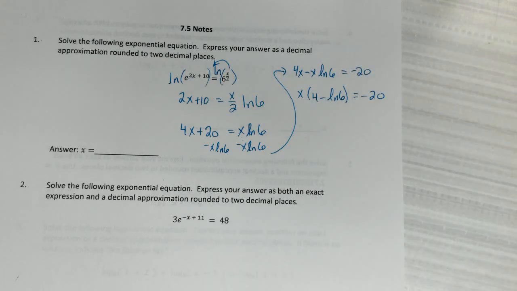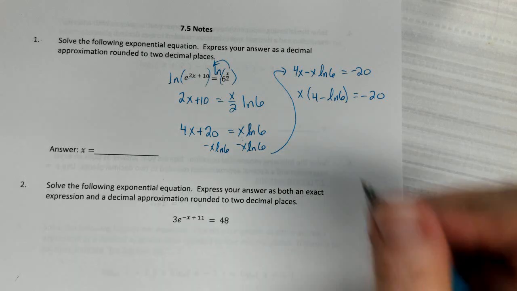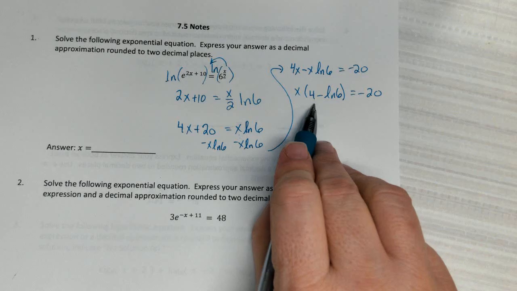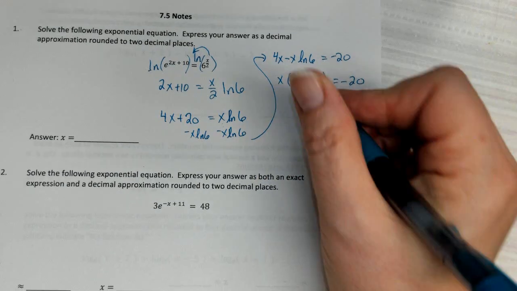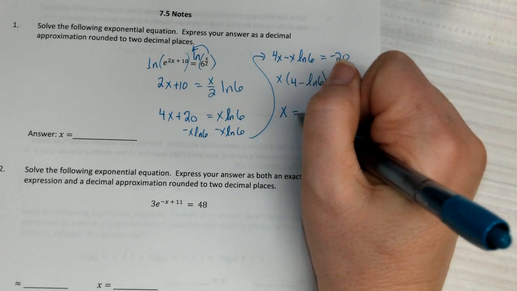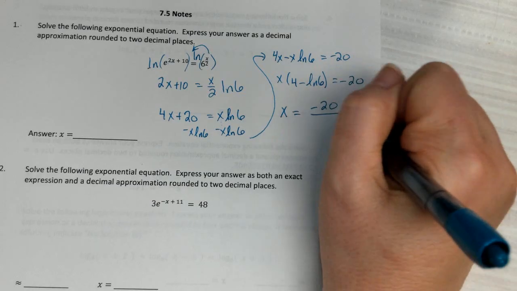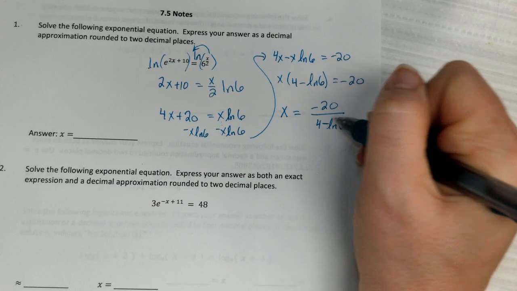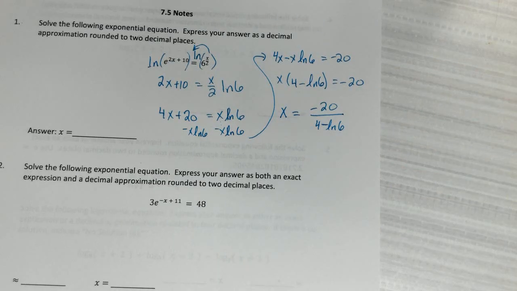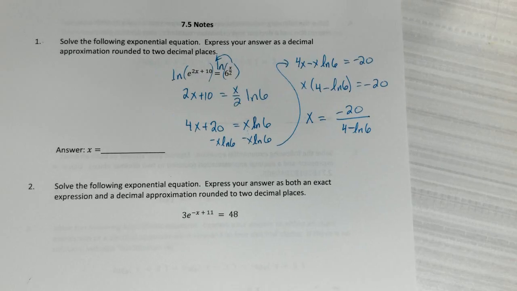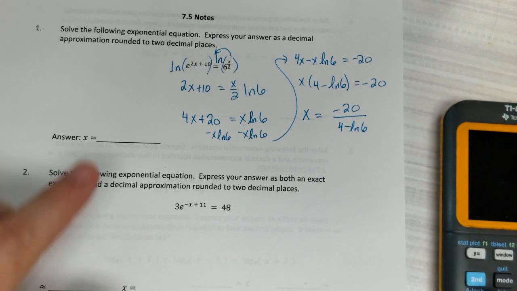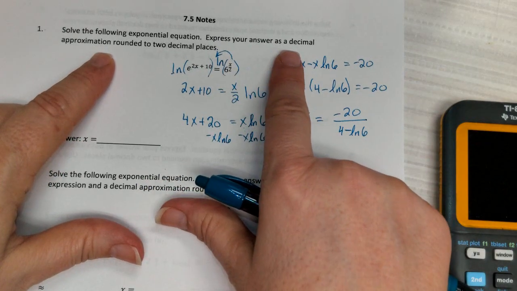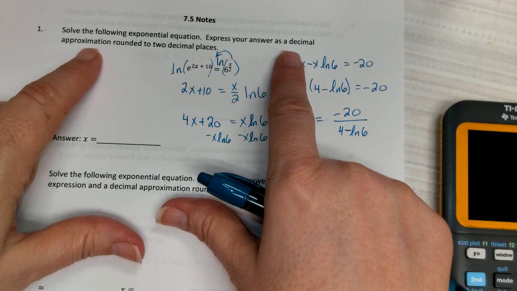Now this is going to look jumbled up, but it's a real number. I'm going to divide both sides by this parentheses. So x equals negative 20 over 4 minus ln 6. We don't like the way it looks because it's hard to figure out where to put it on a number line, and so it says we can express it as a decimal approximation.